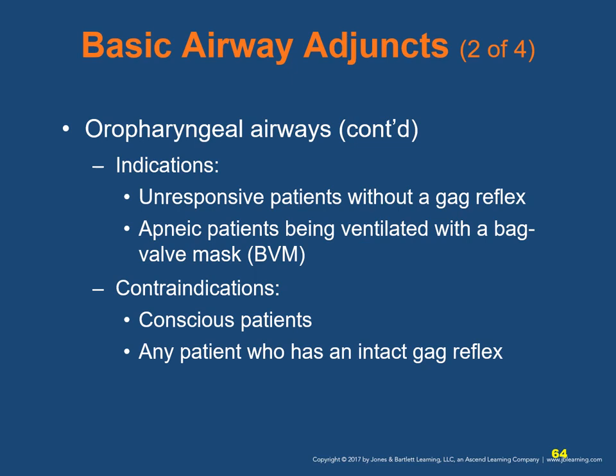The gag reflex is a protective reflex mechanism that keeps food from entering the airway. Attempting to insert an oral airway in a patient with an intact gag reflex may result in vomiting or spasm of the vocal cords. An oral airway is a good way to help maintain the airway of a spinal injury patient. An oral airway may make the head tilt, chin lift, and jaw thrust maneuvers easier to perform.